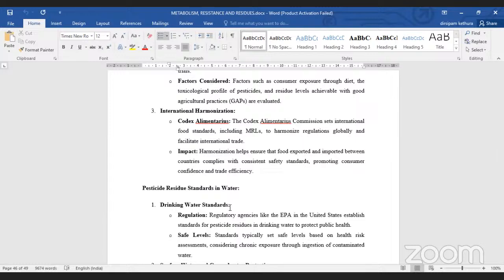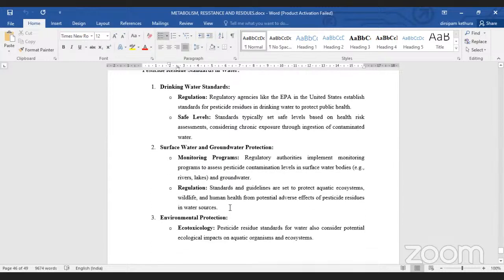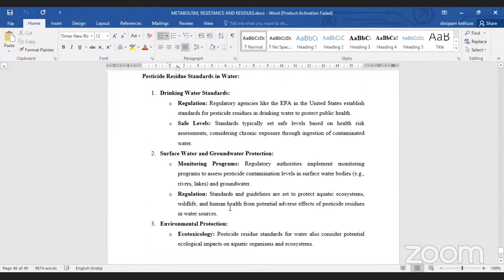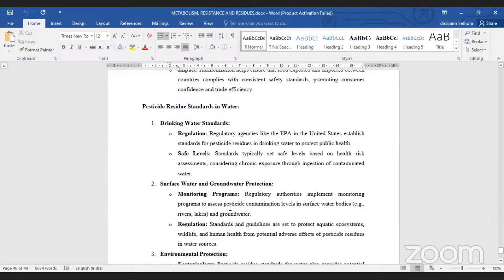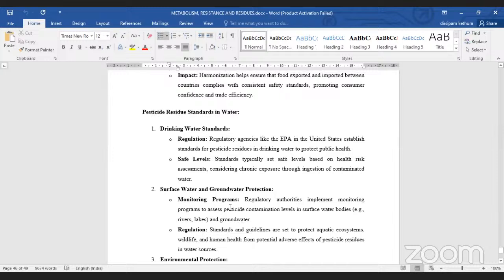Here, coming to the pesticide residue standards in water, these are the things which we are going to study under this. The first one is drinking water standards. Second one is surface water and groundwater protection. And the third one is environmental protection. What is drinking water standards?